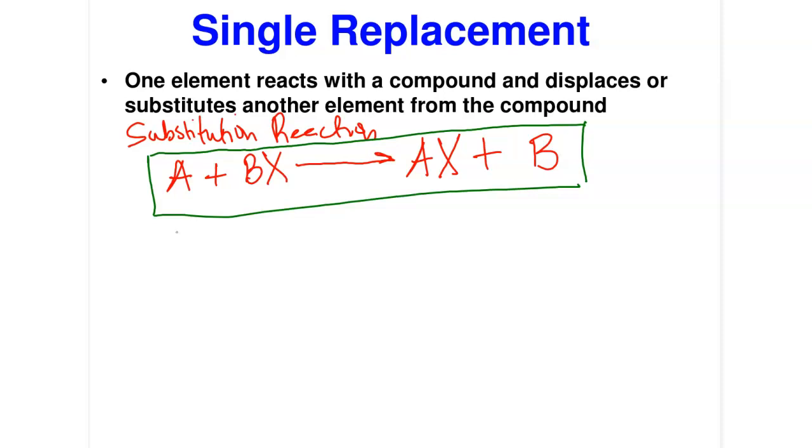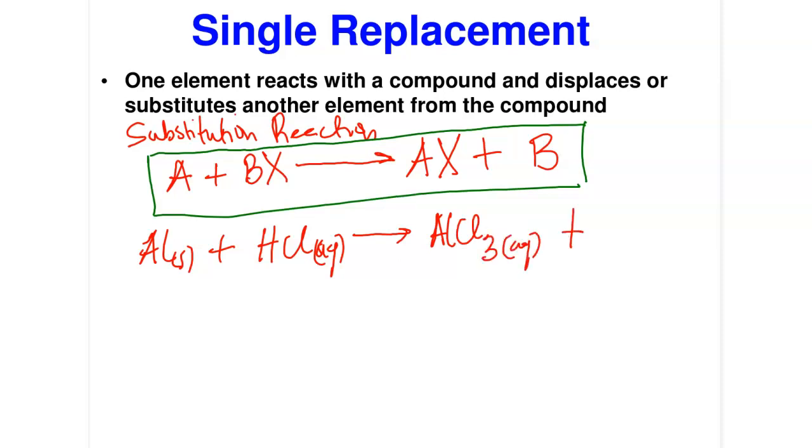Okay, I have an example here. Now look at this. In this reaction, let's say aluminium, solid, of course, on its own, comes to react with HCl. HCl is aqueous, dissolved in water. What happens here? Aluminum comes here, kicks out hydrogen, and takes chlorine. So it's going to form, of course, you know how to write this. Aluminum is plus 3, so it's going to be AlCl3 aqueous plus hydrogen is now kicked out. Of course, a pure hydrogen molecule will be H2 gas. This is a case of this type of reaction.